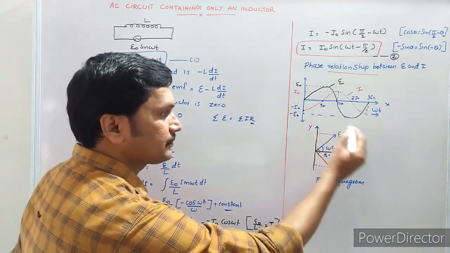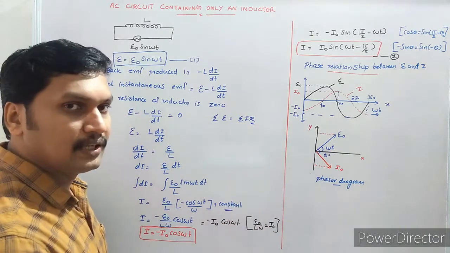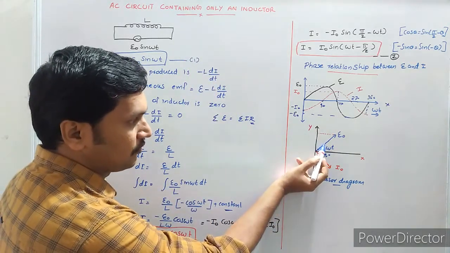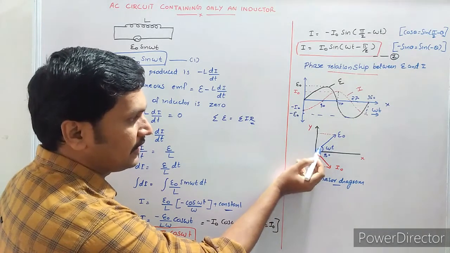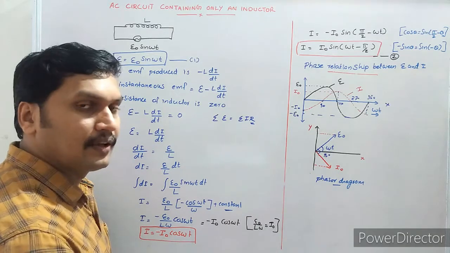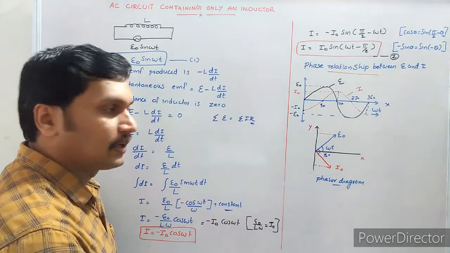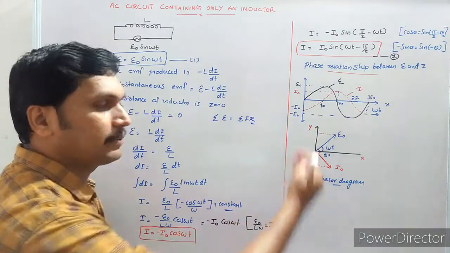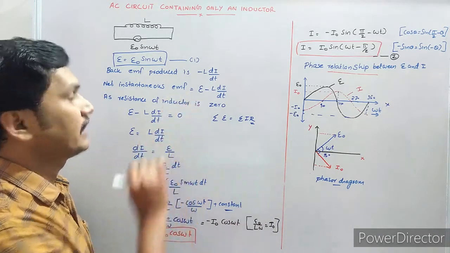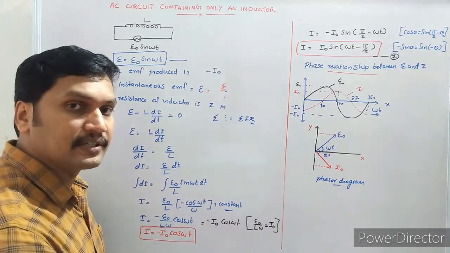So this shows the phase relation between the voltage and the current in an inductive circuit. This is the phasor for voltage, and this is current, and the angle between this voltage phasor and current phasor is pi by 2 radian. Current lags behind the voltage by pi by 2 radian. That's the phase relation between voltage and current in an inductive circuit.